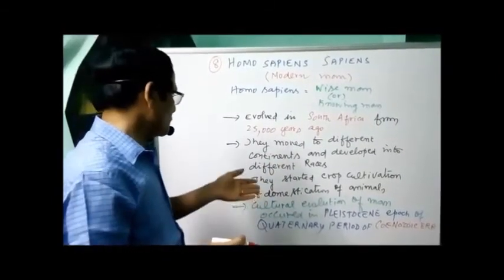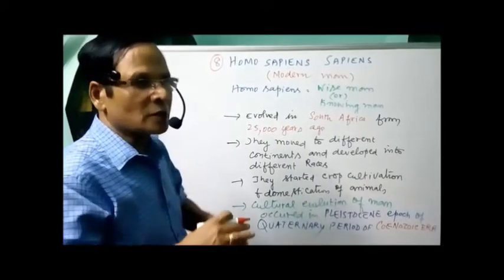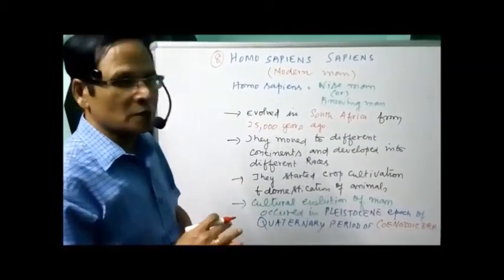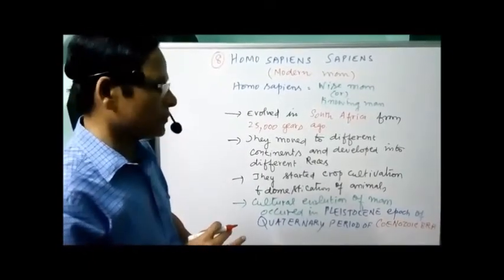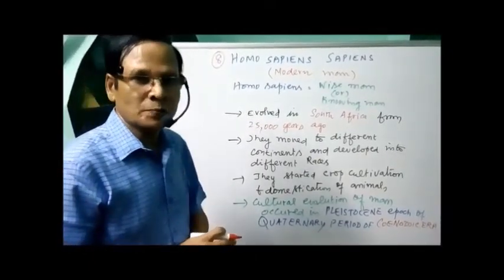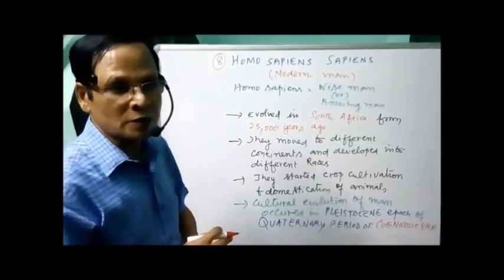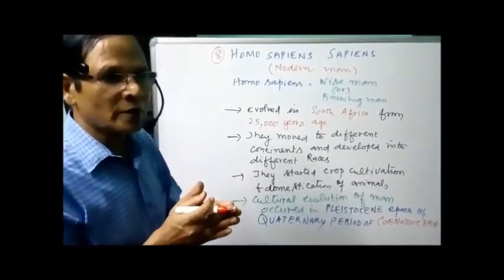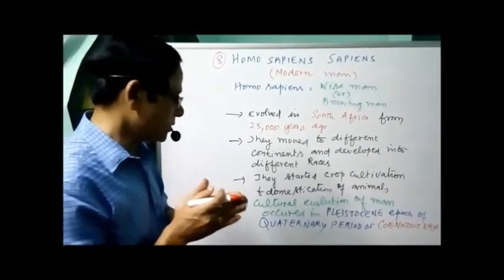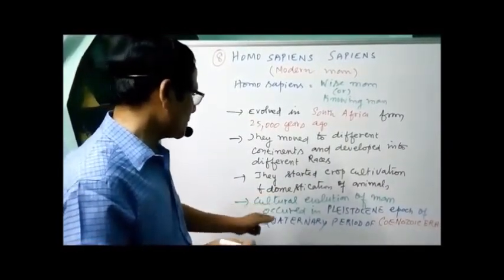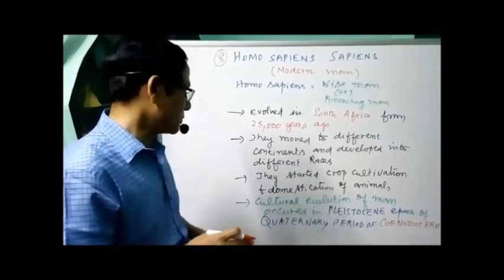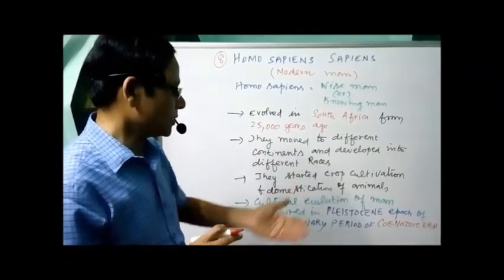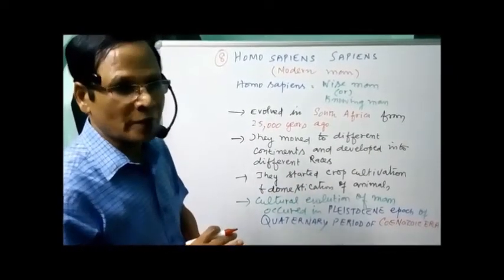When compared to others, cultural evolution occurred in them. So they started crop cultivation and domestication of animals. I mentioned already that the origin of man took place during the Pliocene epoch or Tertiary period. But the cultural evolution of man occurred only during the Pleistocene epoch. So cultural evolution of man occurred in the Pleistocene epoch of the Quaternary period of the Cenozoic era. The Cenozoic era is aptly called the age of mammals.